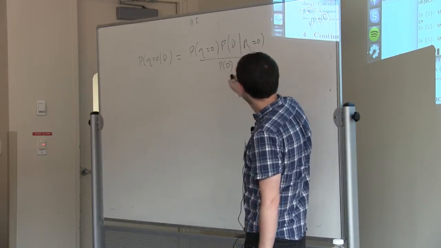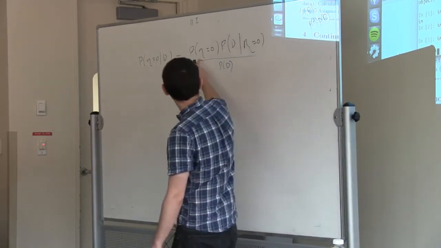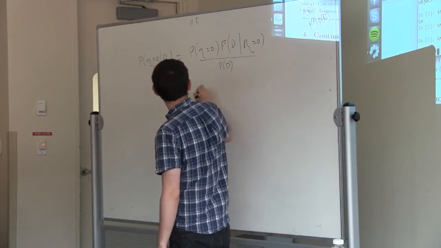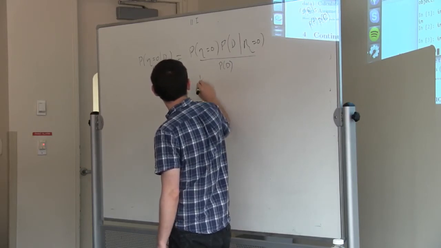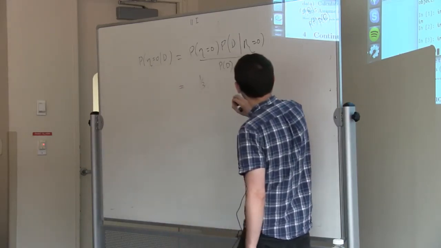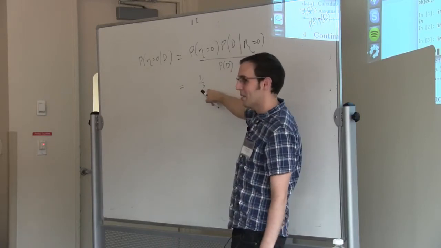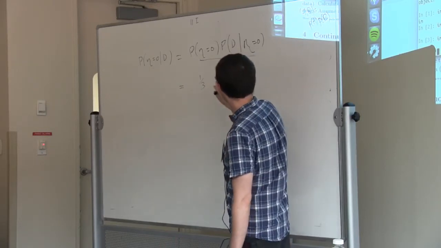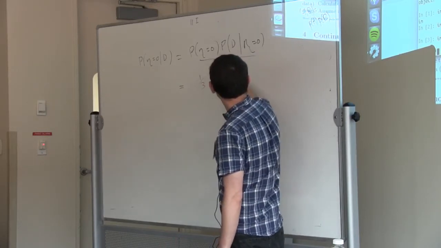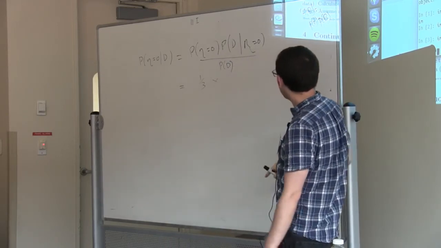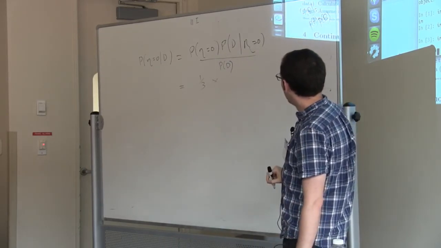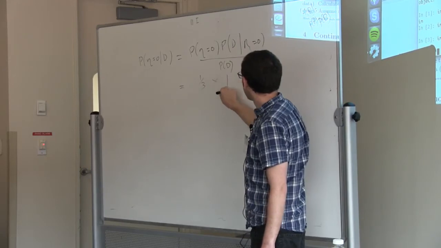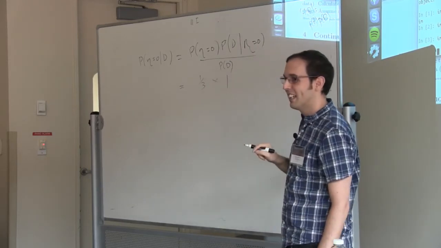Do you want to substitute in some numbers? So what's this term? That's just 1/3. The prior probability that eta equals 0 is 1/3, because I told you to use that. In practice, you'd have to come up with some judgment for yourself. What about this term, the likelihood? That's just the number 1. Does everyone agree? Why is that 1?